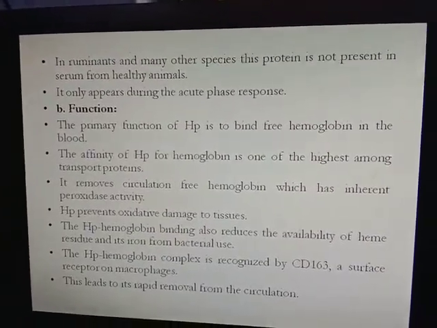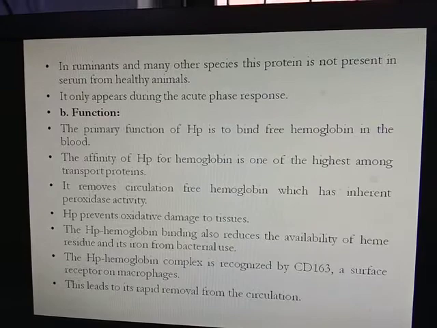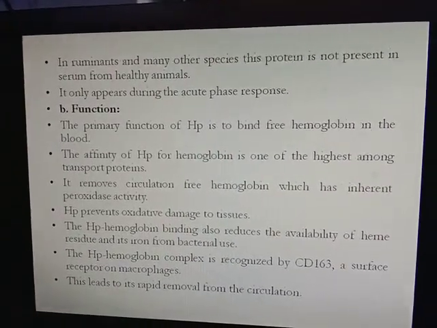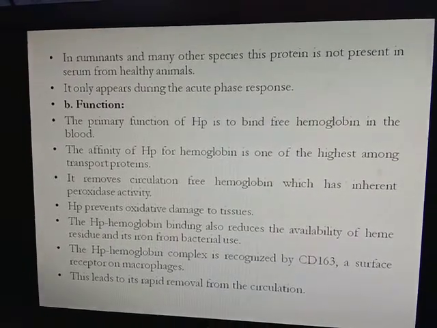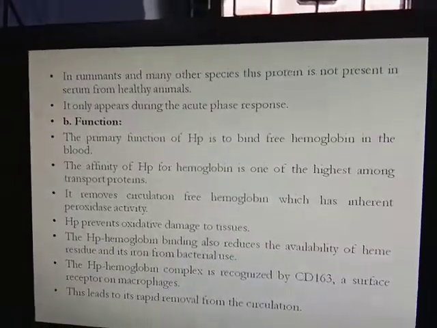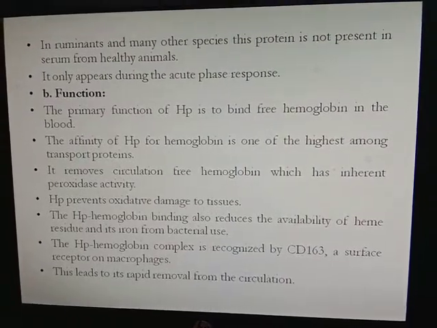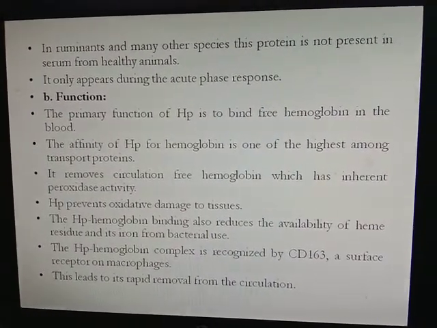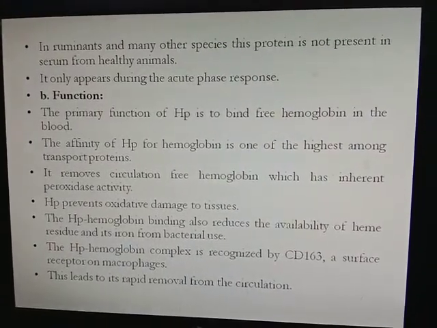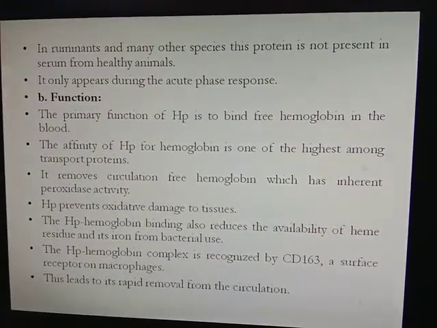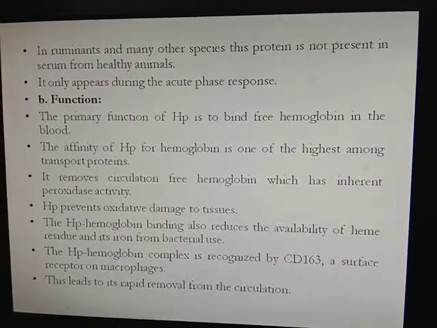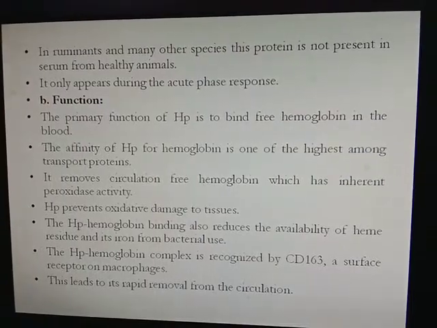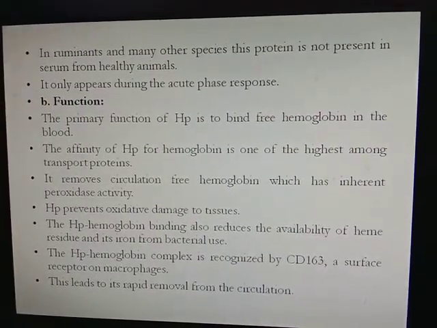In ruminants and many other species, this protein is not present in serum from healthy animals, so it appears only during the acute phase response. It is not normally found, or found only in very small amounts, in the serum of healthy animals. The primary function of haptoglobin is to bind free hemoglobin in the blood. The affinity of haptoglobin for hemoglobin is one of the highest among the transport proteins.